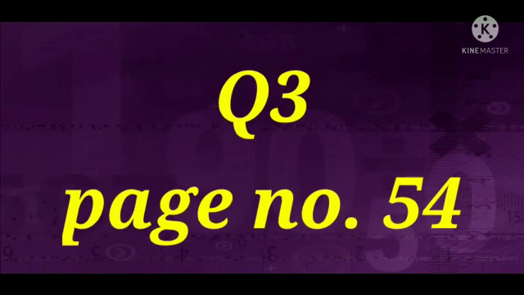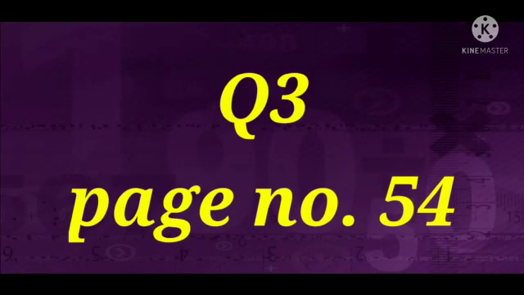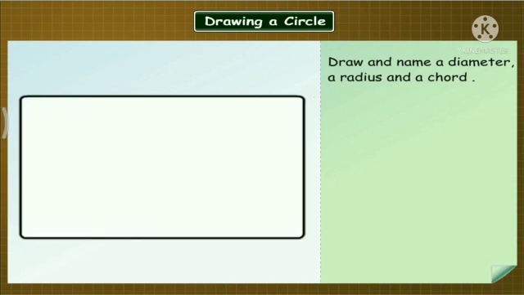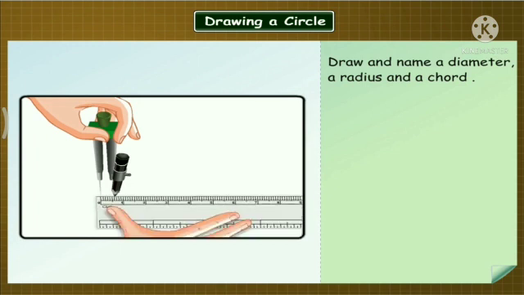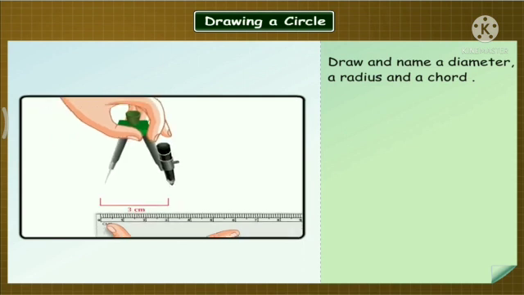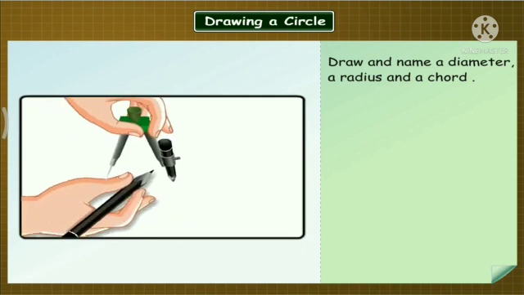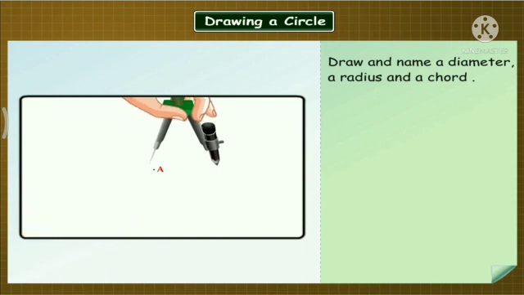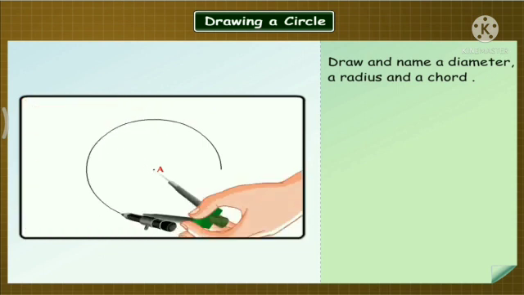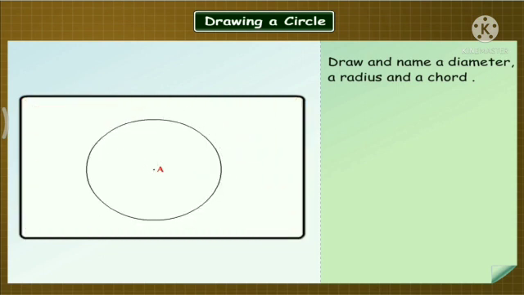Now let's see question number 3, which is on page number 54. We have to draw and name a diameter, a radius and a chord. So see how you will do. First of all we have to draw a circle. You can take any measure and with the help of your compass you can draw a circle. Here I have taken the measure of 3 cm. Clear? Then mark your center, keep the metal end on your center, and draw a circle.